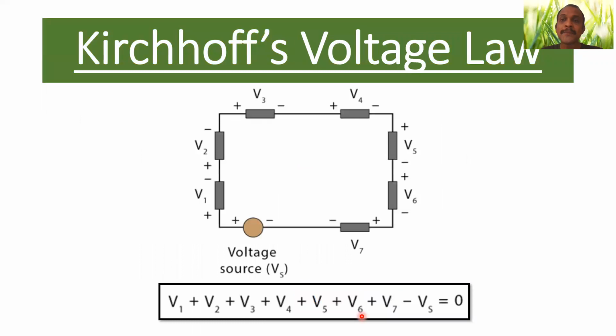Now let us go to the explanation of Kirchhoff's voltage law. If you look at this circuit, Vs is the supply voltage. V1 is the voltage drop across resistor R1. V2 is the voltage drop across resistor R2. V3 is the voltage drop across resistor R3. V4 is the voltage drop across resistor R4. V5 is the voltage drop across resistor R5. V6 is the voltage drop across resistor R6 and V7 is the voltage drop across resistor R7.